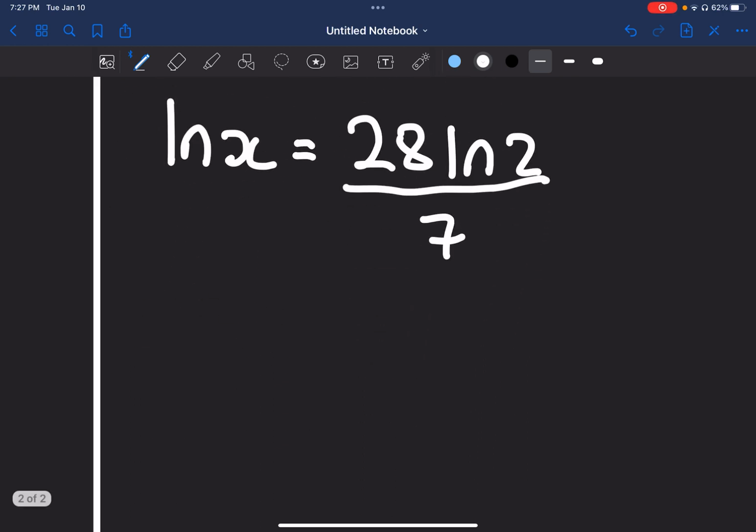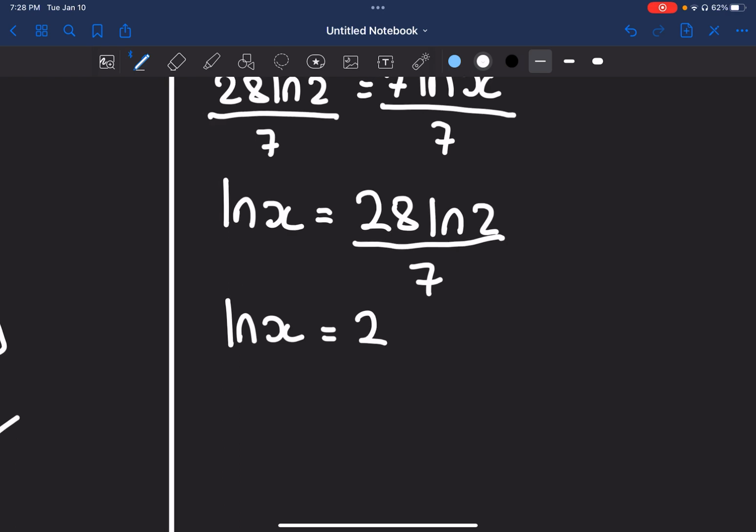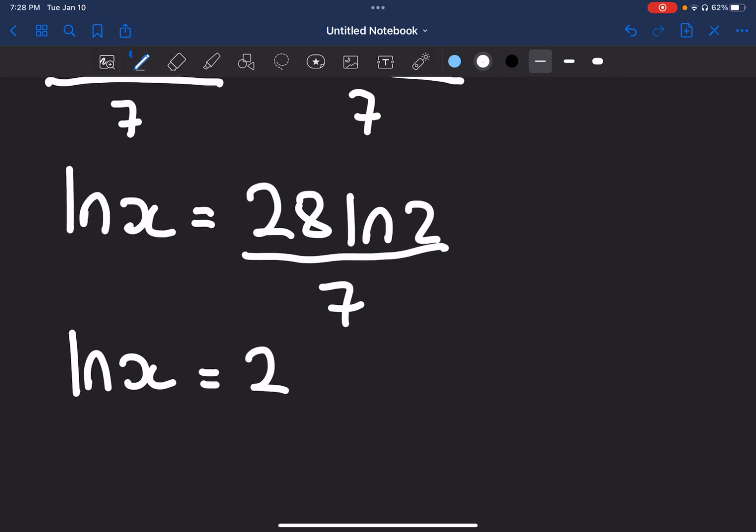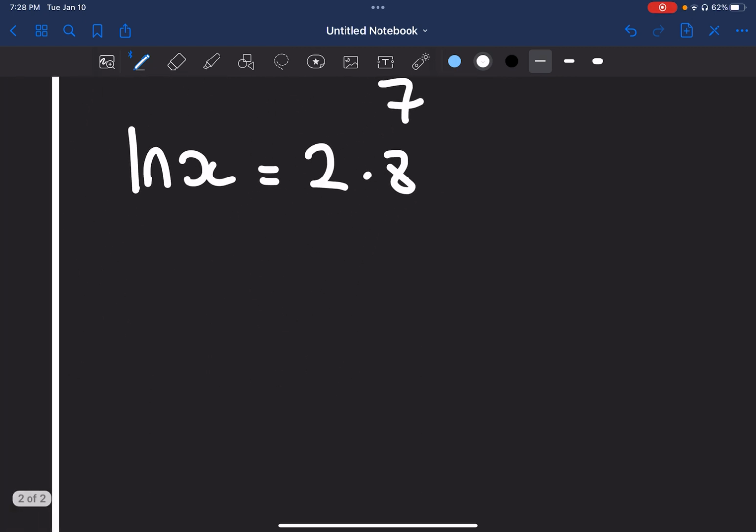So take out your calculator, you can type ln 2 multiplied by 28 and divide it by 7, right? So 28 times ln 2 divided by 7. So ln x equals 2.8. Now, what is ln? I said earlier ln was log base e. So, what does that mean?